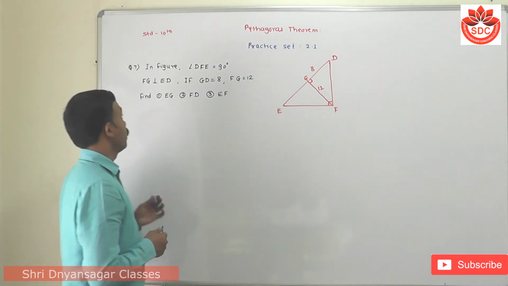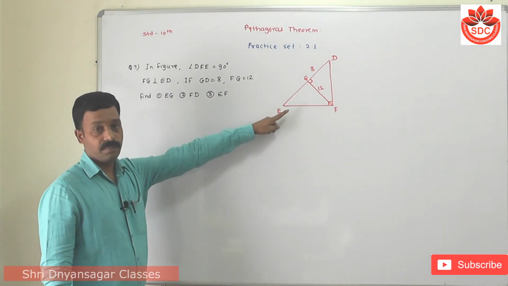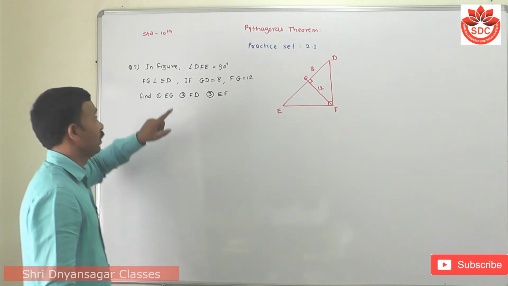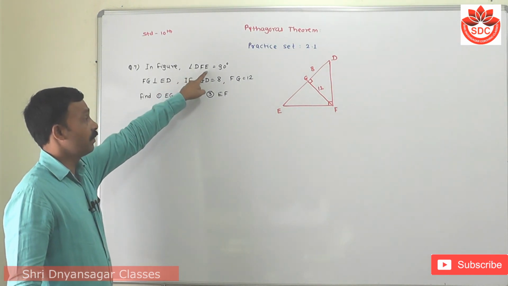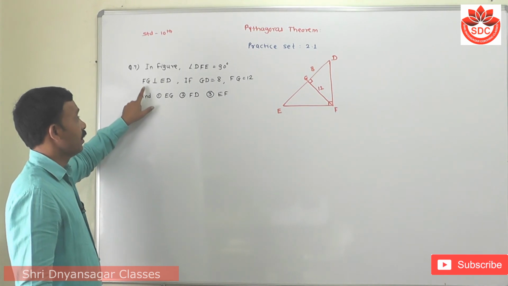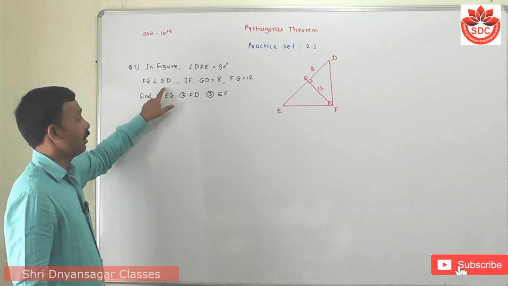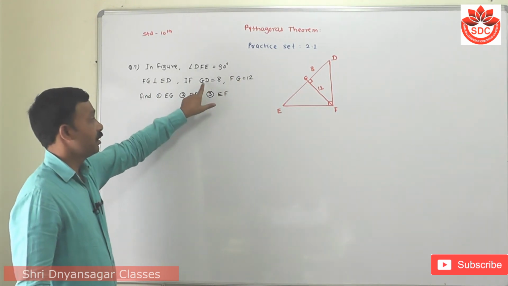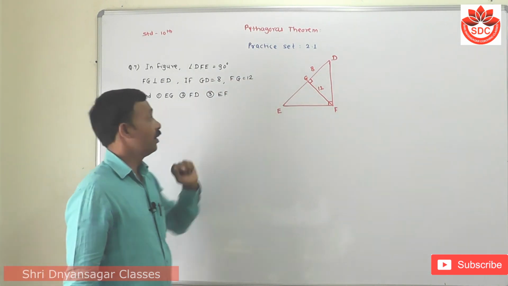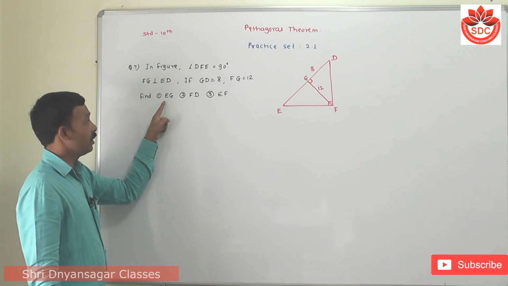Question number 7. In this figure, look here, this is a right angle, this is also perpendicular. DFE is 90 degrees, FG is perpendicular to ED, GD is 8 here, FG is 12 here. We have to find out EG.